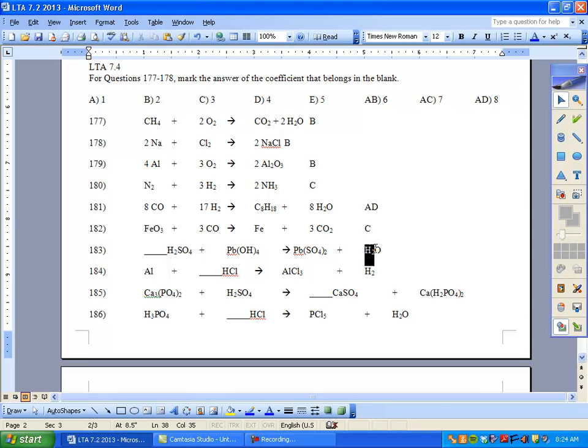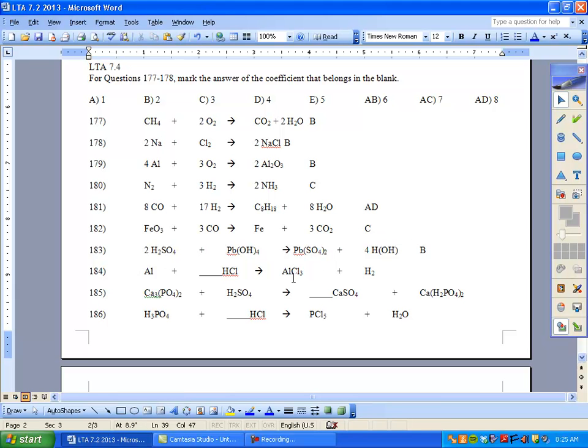Number 183, I first replaced my water with HOH, since I have an OH over here and water on this side. When I do that, my leads balance. My SO4s do not, so I need a 2 there. And that gives me 4 hydrogens, so I need a 4 here. So 4 hydrogens and then 4 OH, which I have. So my coefficient in the blank was a 2. Which, oh, I'm sorry, is a B.